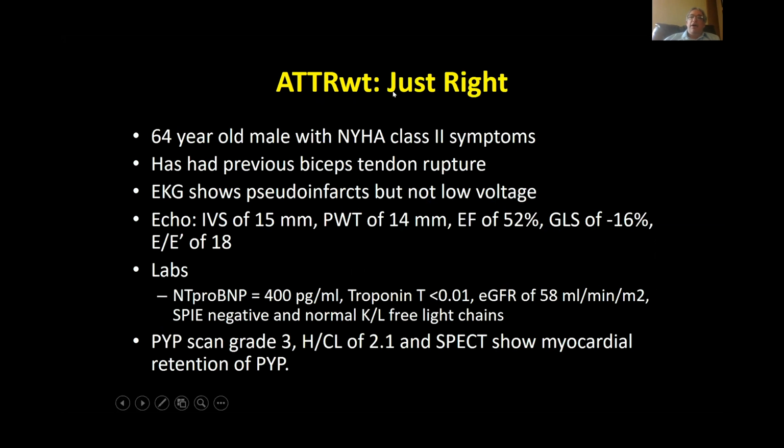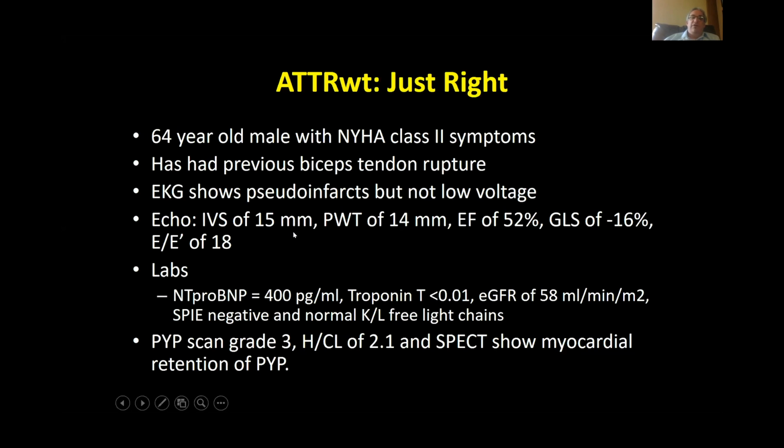And then I think there's the patient who's just right. Class 2 had, as we heard earlier, a biceps tendon rupture. This particular individual has an increase in wall thickness, a preserved EF, a mildly reduced global longitudinal strain. And I would note a preserved renal function meets a non-biopsy diagnosis, having normal SPEP and normal free light chains with a positive PYP scan, but did not meet, if you will, the criteria for the trial because the NT-proBNP on entry had to be above 600.